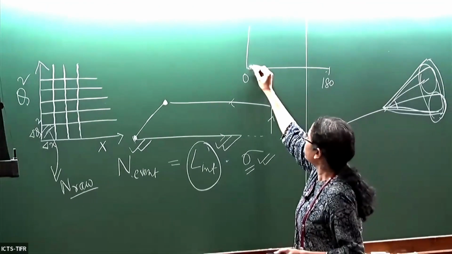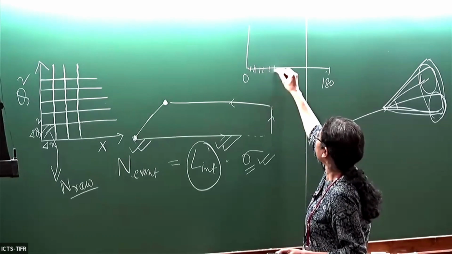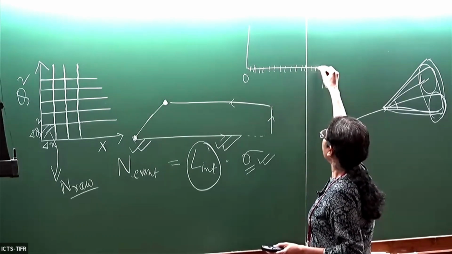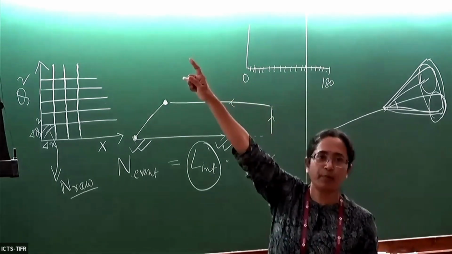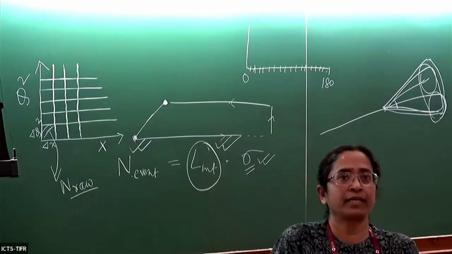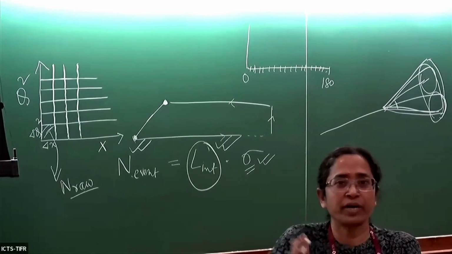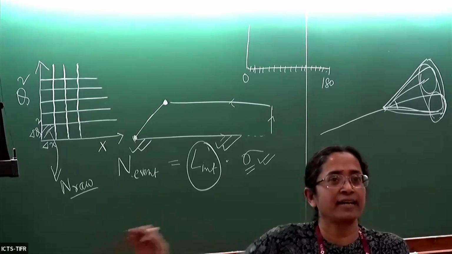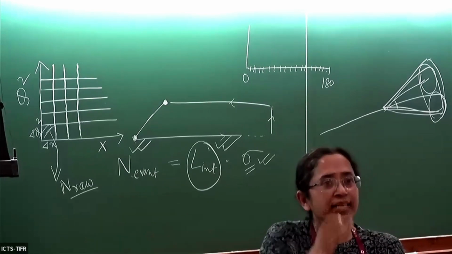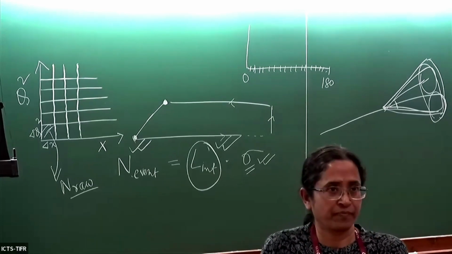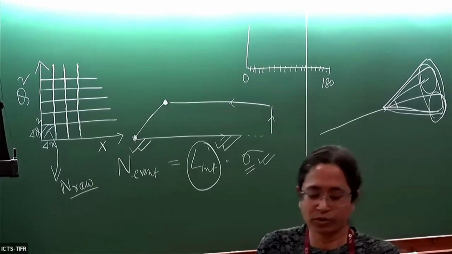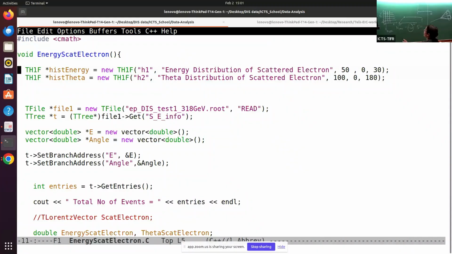And how do you want to divide the bins? You can go very fine, so you increase that number. If you don't want it that fine, you reduce that number. It is how you are segregating your entire energy and theta information in your histogram. That's the idea. According to your requirement, you can change this number.